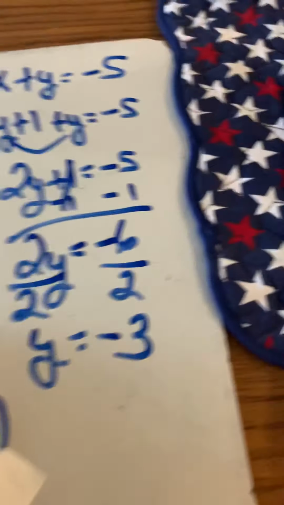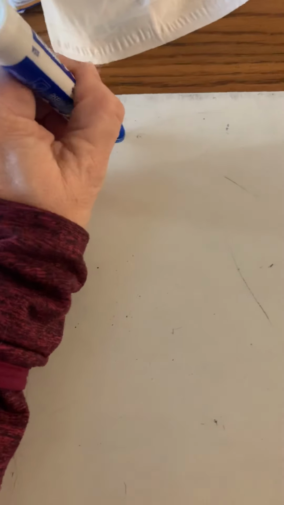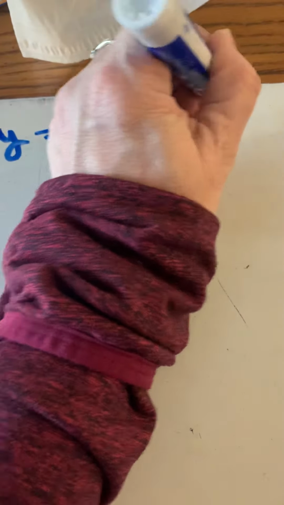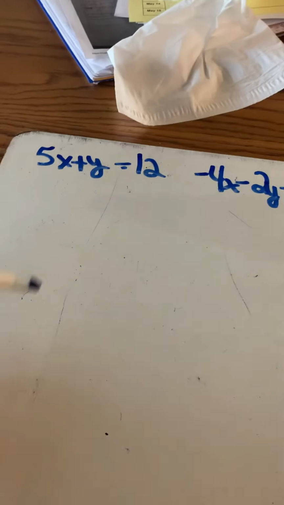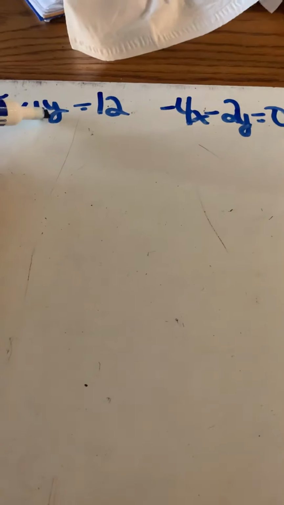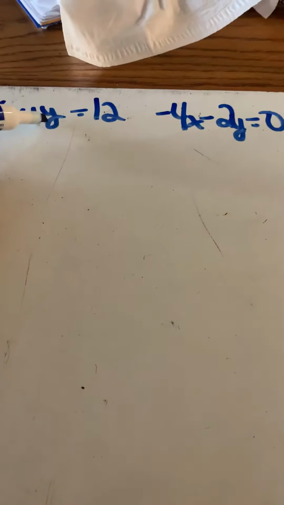For the last one, number 6, you are going to have to do some distributive property. So for number 6, we have 5x plus y equals 12, and negative 4x minus 2y equals 0. So you just have to decide which one of these would be the best one to isolate. And I say the one without the coefficients, the easiest one to isolate.